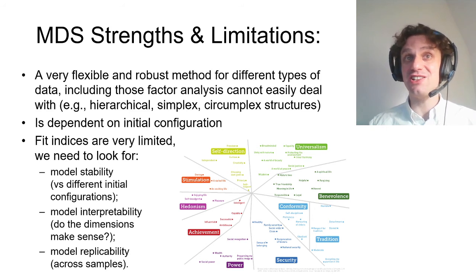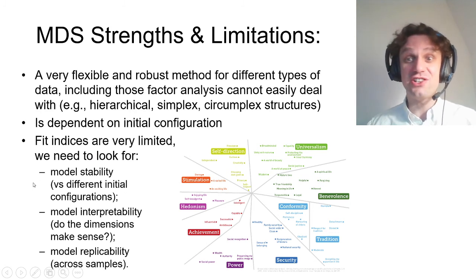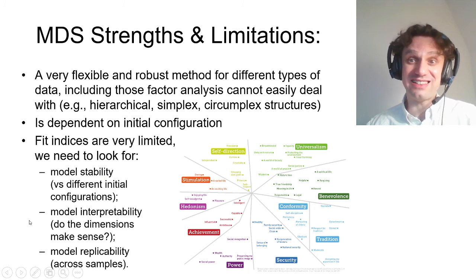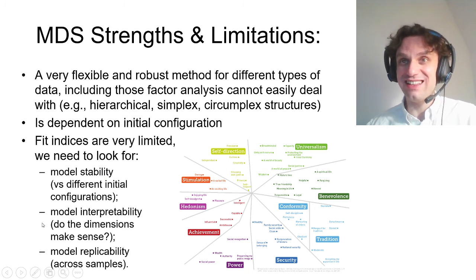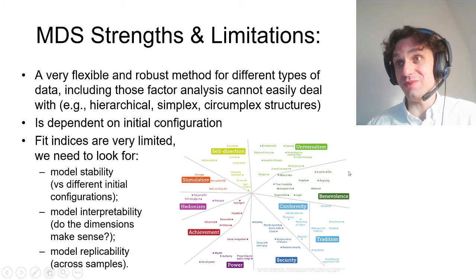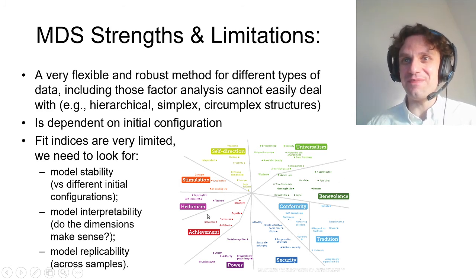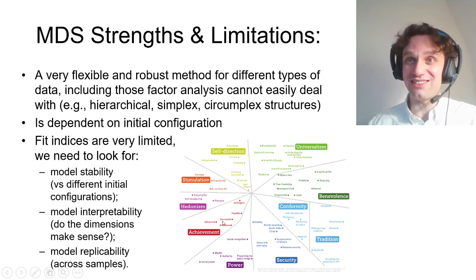So in addition to just this measure of stress, we need to look for stability of this model against different initial configuration. And the main criterion is, does this model really make sense? Is this interpretable? And in Schwartz's model, there are two dimensions, self-transcendence on the one hand, self-enhancement on the other hand, and openness, conservation.